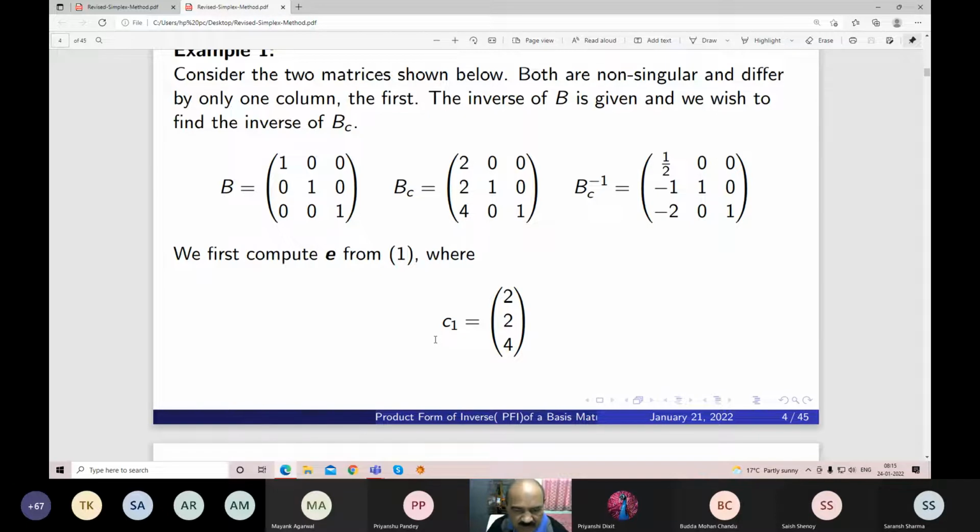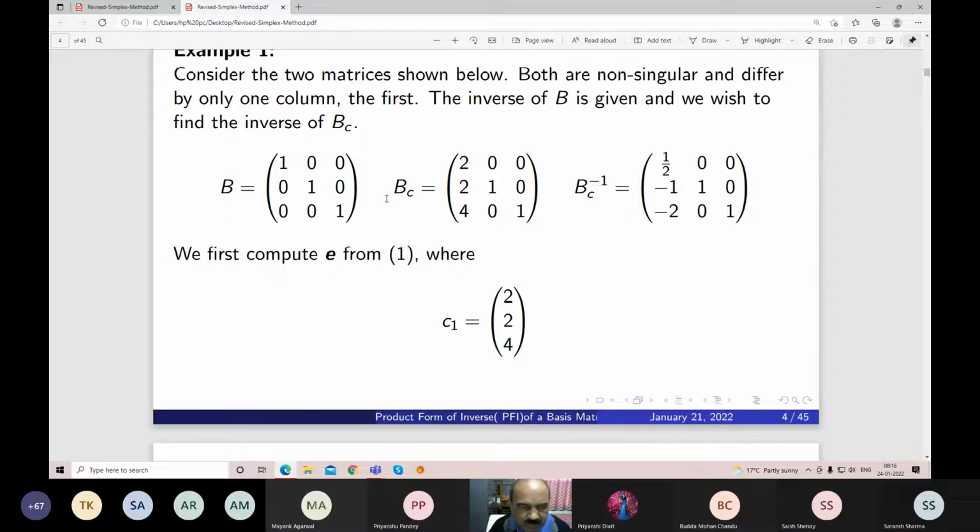Since the first column is different, the first column which is different, that is C1, equal to, the elements are 2, 2, 4. See, in the first column, the elements are 2, 2, 4. If the first element is 0, there is some problem. Why? As you know, the pivoting element in the simplex table cannot be 0. Please note down, the pivoting element cannot be 0.